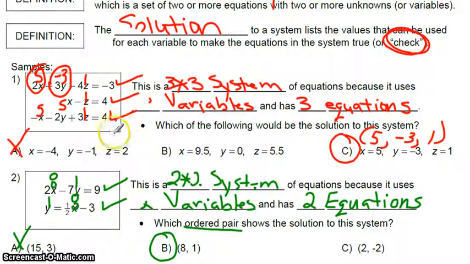Okay, so in order to determine if a solution is a solution for that system, it has to be true for all the equations in that system.